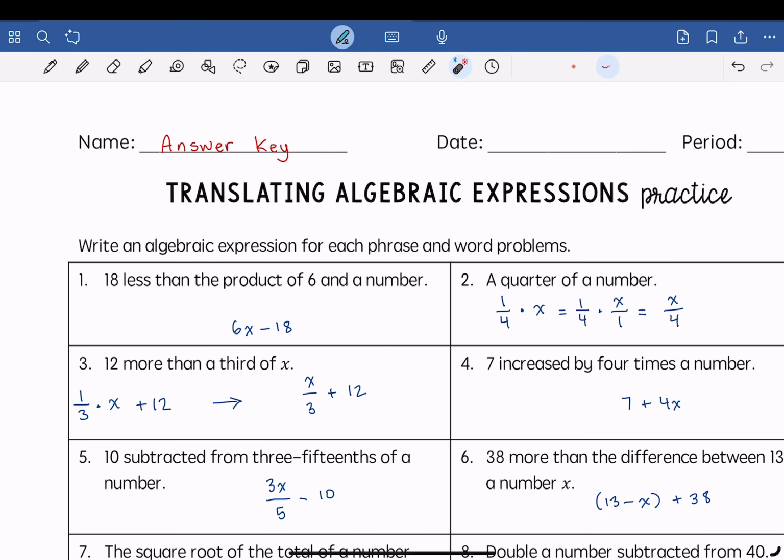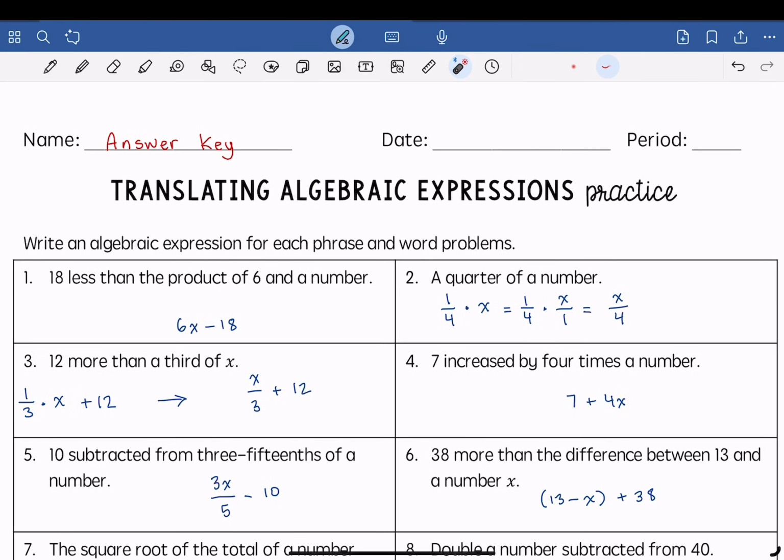And then here are some questions that you can practice.